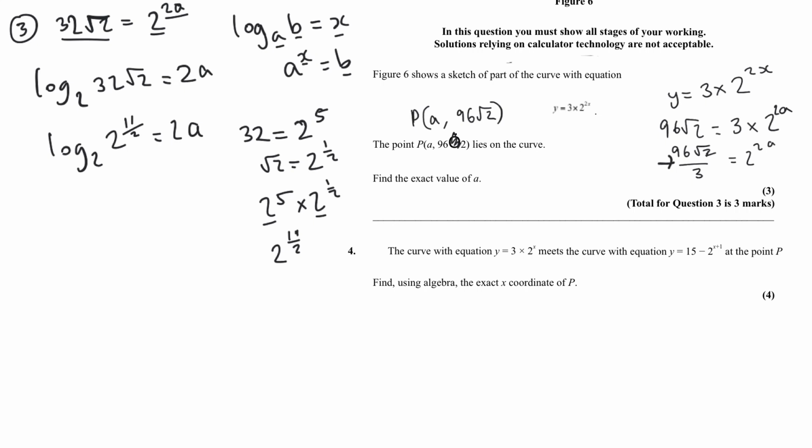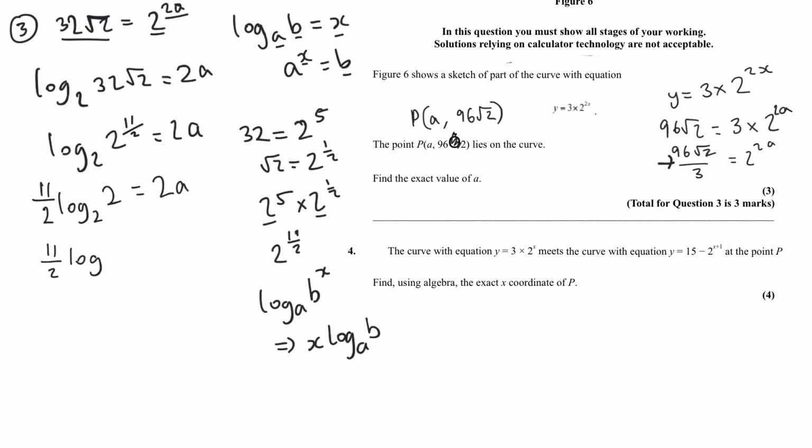Then remember, if you ever have log base a of b to the power of x, another way of writing that is x log base a of b. So you basically move the power to the front. Another way of rewriting this would be 11 over 2 times log base 2 of 2 is equal to 2a. And then the last step would be to divide by 2.